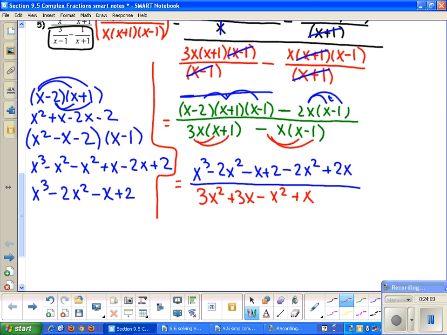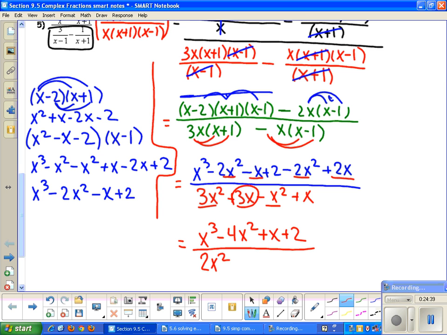So in my numerator, I have x cubed, there's no other x cubes, but I have negative 2x squared and negative 2x squared combined to be minus 4x squared. And then I have minus x and plus 2x, which is just plus x, and then plus 2, all divided by, and in my denominator we have 2x squared because these combine together, so 2x squared, and then the 3x and the x combine to give you 4x.